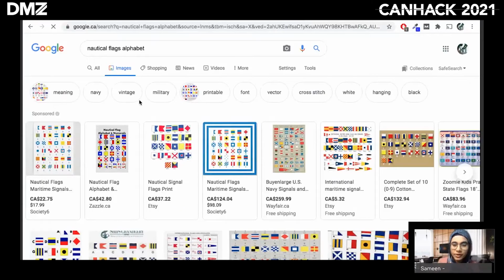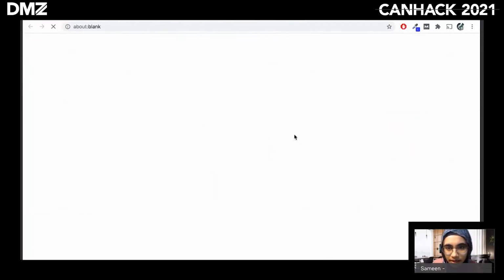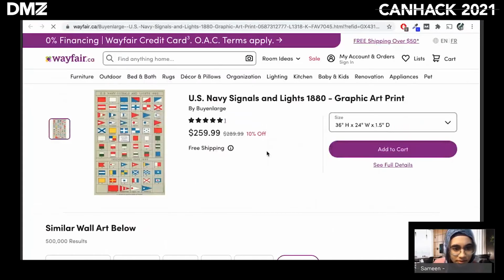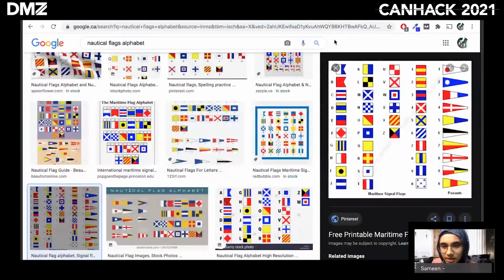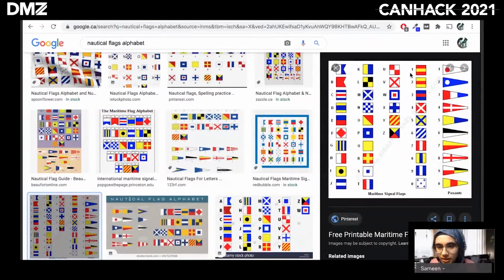and find one that has alphanumeric. So this one looks like it has all of them, no, it doesn't. The key is to find a nice flag chart that has all of them. Okay, this one looks good. This one looks like it has all of them. So let's take a look.